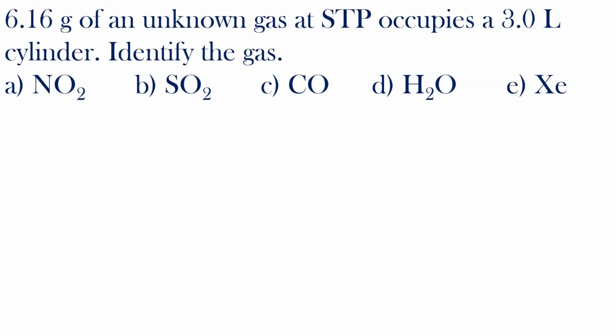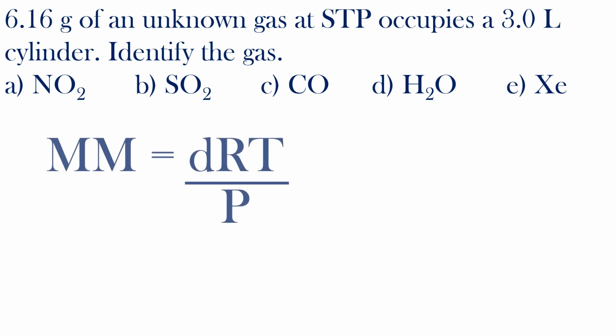Here's an example of a problem that's typical in every general chemistry class. 6.16 grams of an unknown gas at STP occupies a 3.0 liter cylinder. Identify the gas. Oftentimes, this will be a multiple choice question, so I've listed some gases. Assuming ideal behavior at STP, we can use the molar mass of the gas to identify it. Notice the temperature and pressure are given in the problem, STP.